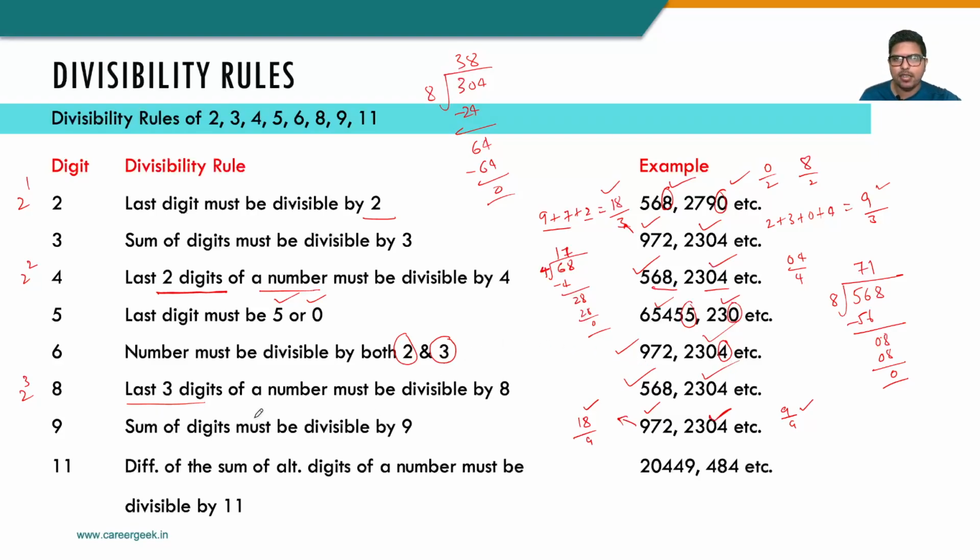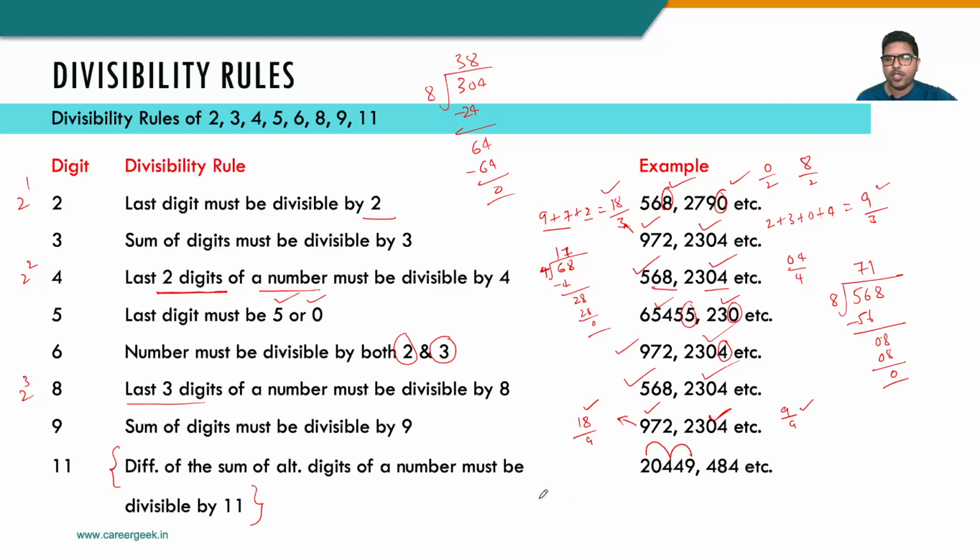9 we have seen, and the last one is 11. It's tough to understand by the wordings. Difference of sum of alternate digits of a number. Sum of alternate digits, first you find out and then take a difference. Now what do they mean by that? Begin with the first digit, the alternate digits sum.